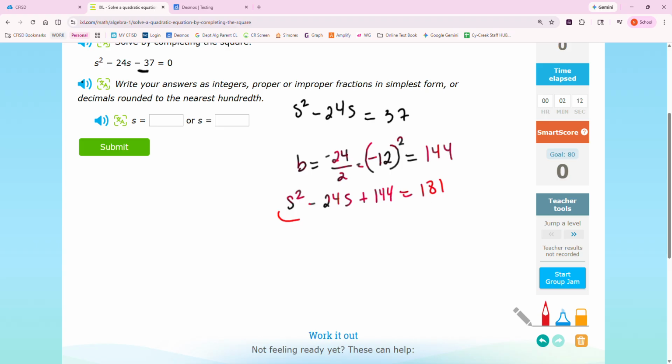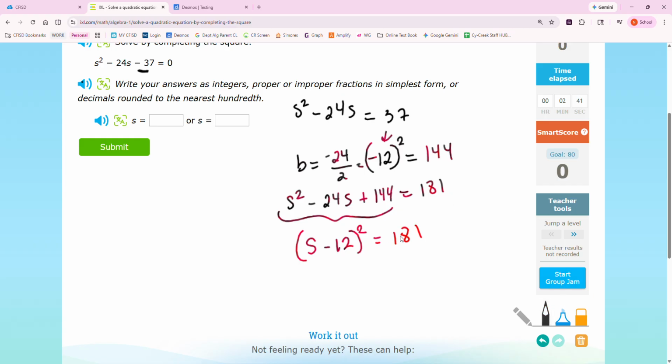Okay, so this trinomial here on the left side is now a perfect square trinomial. Now we're going to factor that. When we're factoring that, think about looking at the last term and the first term. The last term, we're going to take the square root of 144, which is 12. That's how we complete the perfect square. So that's going to be s minus 12 squared equal to 181.